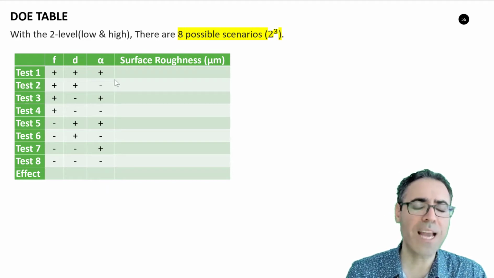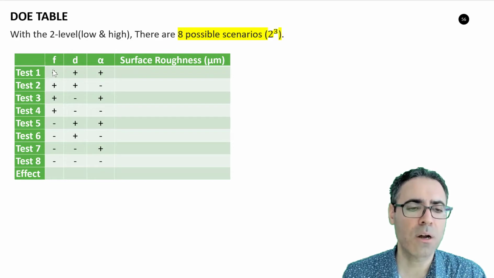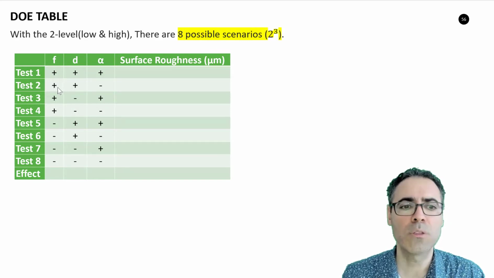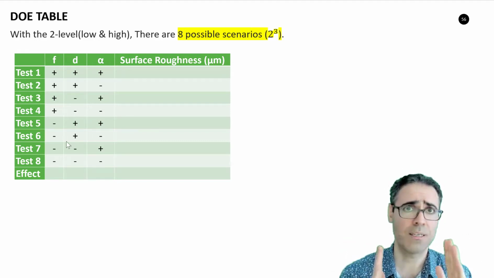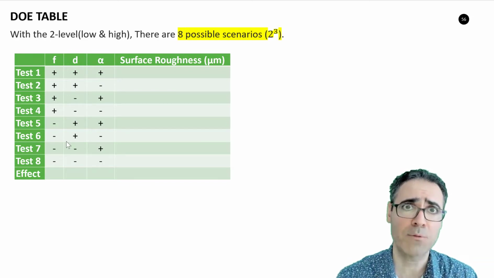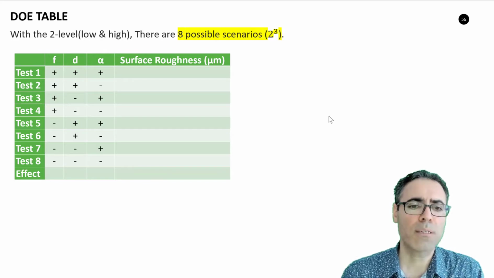If we look at this, we have all the possible scenarios. We have, for example, scenario number 1, which all of them are positive. Scenario number 8, which all of them are negative. Scenario number 2, the first 2 are positive, and the alpha is negative, and so on. And again, it doesn't matter which parameter is first, which is second. So we have 8 possible scenarios.